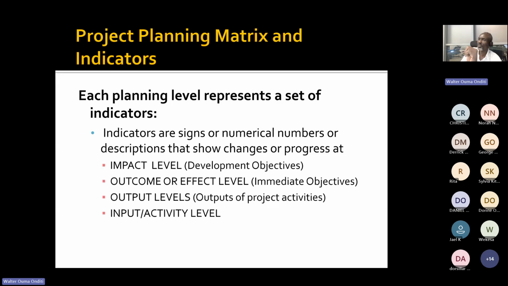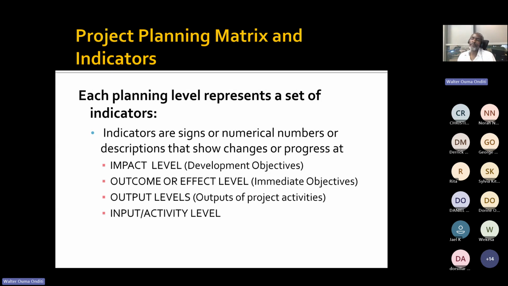We have defined that at progress, and these are the planning levels. The impact level, which we talked about, the development objective, just to rephrase that. Outcome or effect level, we talked about it. We talked about intermediate objectives, and that's where they are. Output level, output of the project activities. And of course, these are now how you do the activities. So if you want to read it downwards, read it downwards. If you want to read it up, the downward is for planning and the upward is actually for implementation.